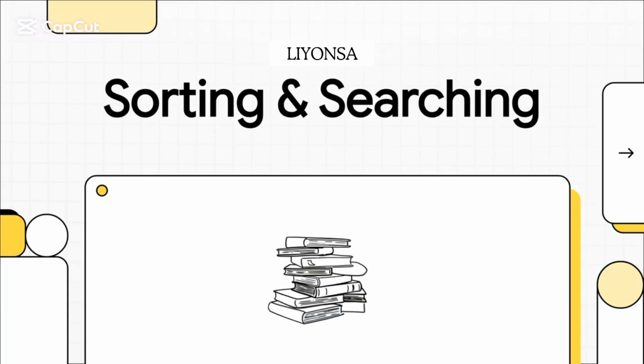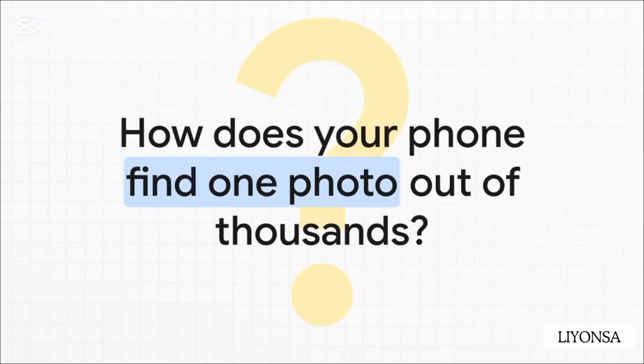All right, let's pull back the curtain on something that's running our digital lives pretty much all the time, completely behind the scenes. We're talking about how computers take absolute chaos and turn it into order. I mean, really think about that for a second. You've got thousands of photos on your phone. You type in beach, and bam, there they are. How in the world does it do that so fast?